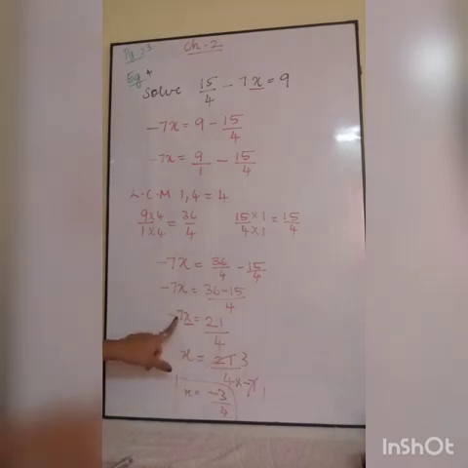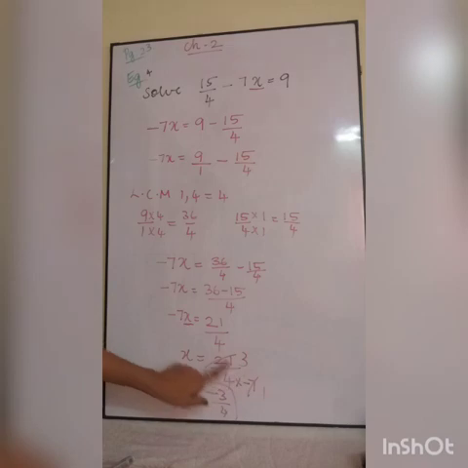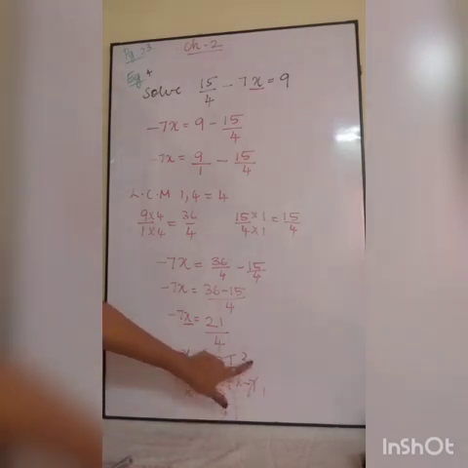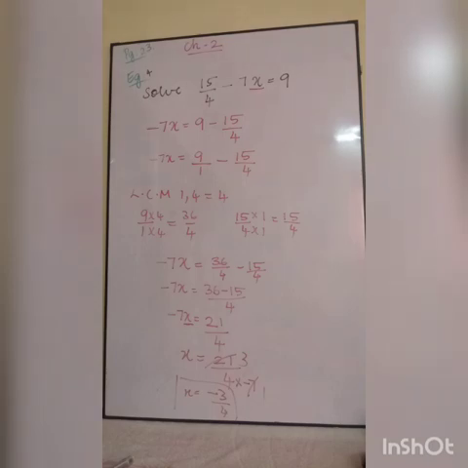4 is different, 7 is different. That is why I am putting a multiplied sign here. Okay. Since it is a division, I am writing it in the denominator. If it is a multiplication, I will write it in the numerator. Okay. So 7 ones are 7, 7 threes are 21. Now 3 by 4, this minus is there. So x is equal to minus 3 by 4 is the solution of this equation.